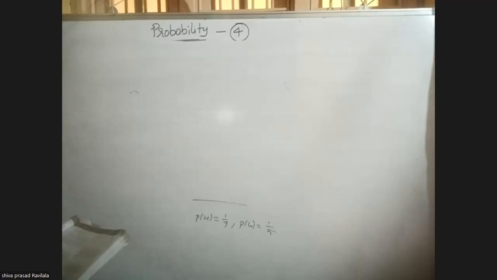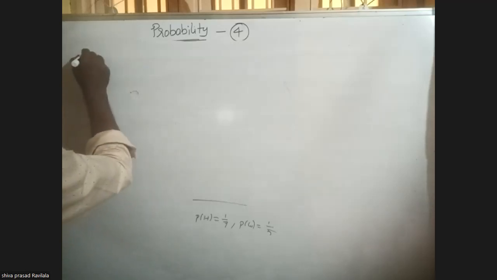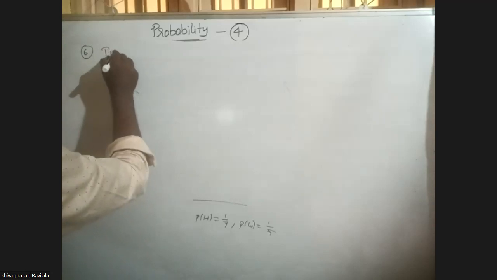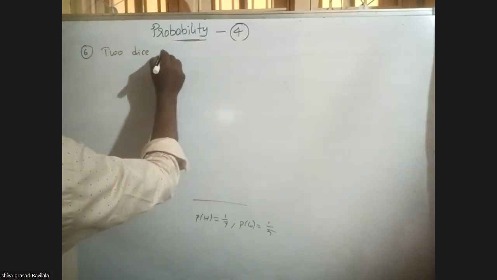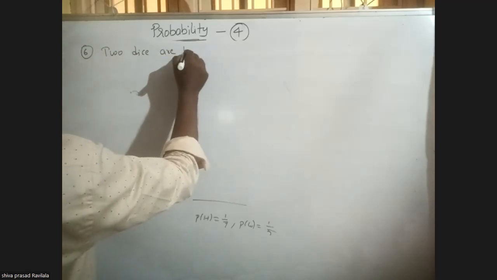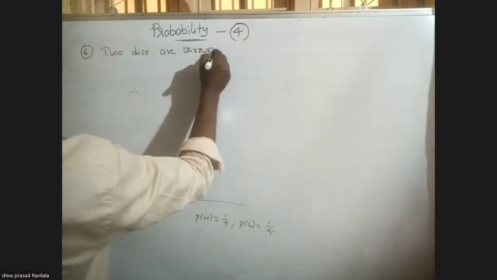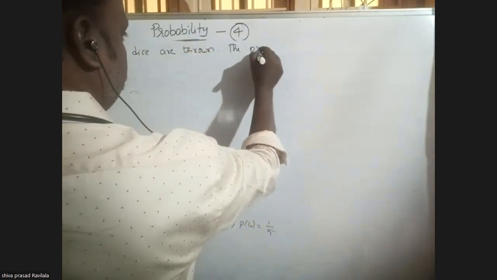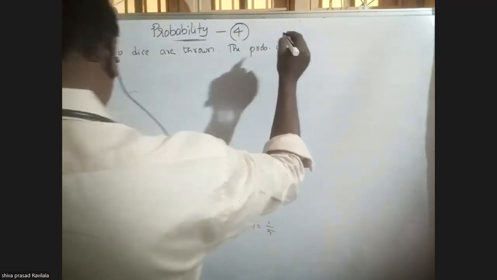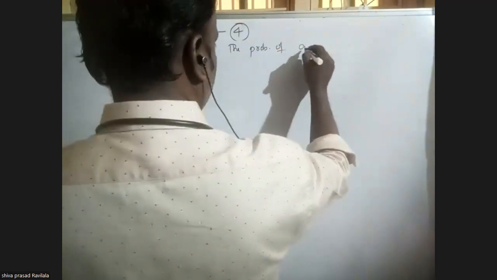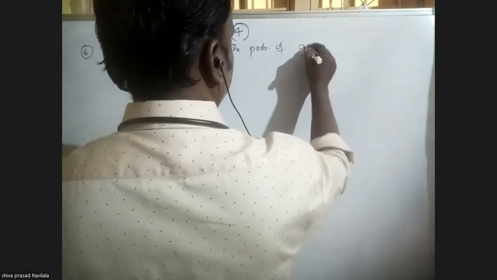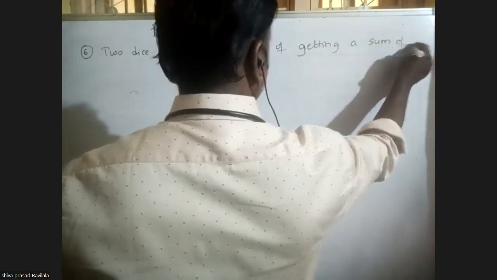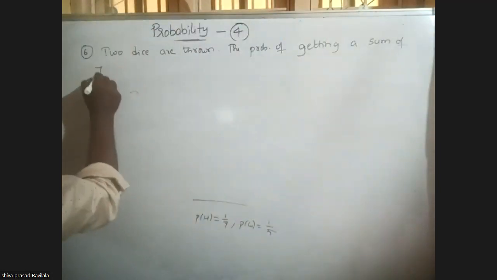1 by 35. Right, next one. 2 dice are thrown. Find the probability. I mean, the probability of getting a sum of 7 points. Simple question.